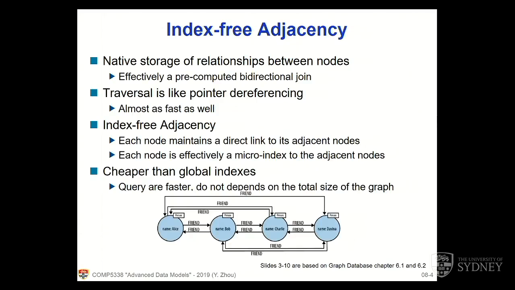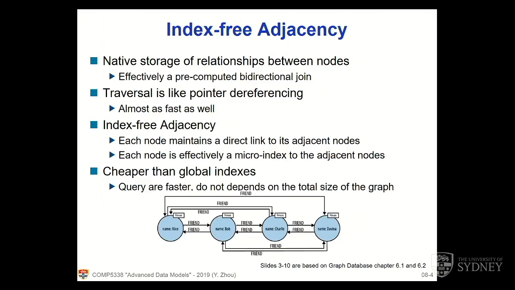There are a few features, which we will explain later. First, it provides native storage of relationships between nodes. The storage itself basically reflects the relationship, so it's effectively a pre-computed bidirectional join. It's pre-joined. If you want to find a very long relationship or very long paths, this is basically reflected in the storage. You don't need to run a complex join on top of it. And for any graph, the typical way is to traverse the graph from one node to another node, following the relationship links.